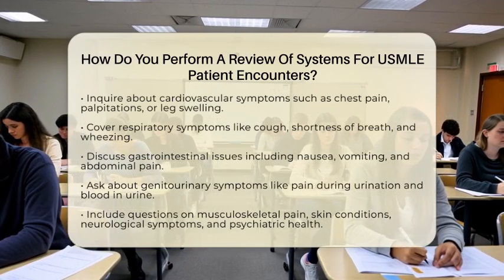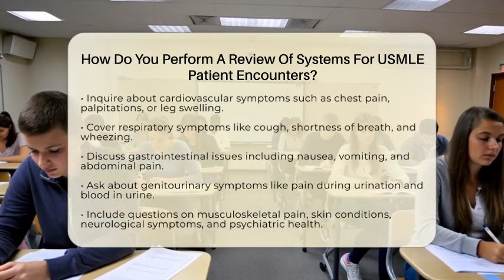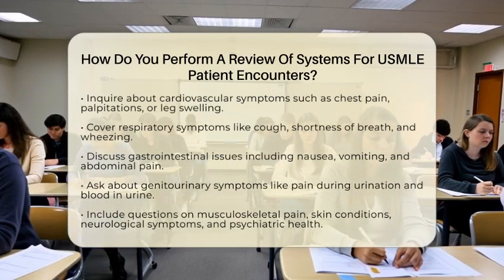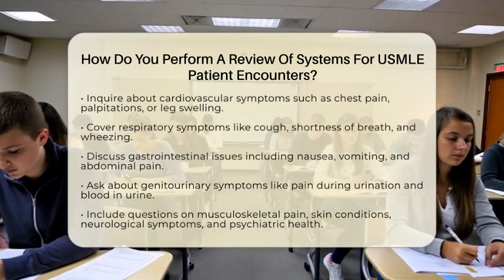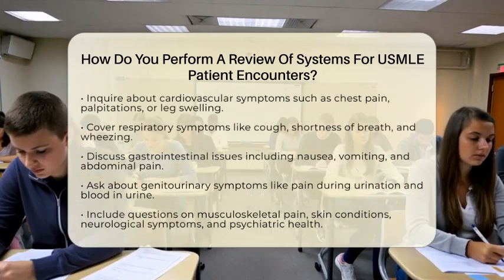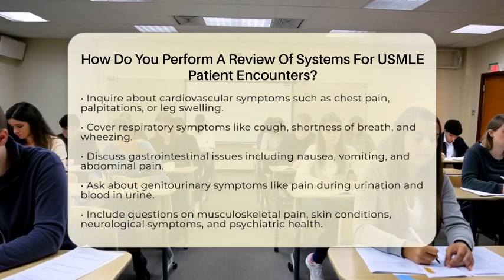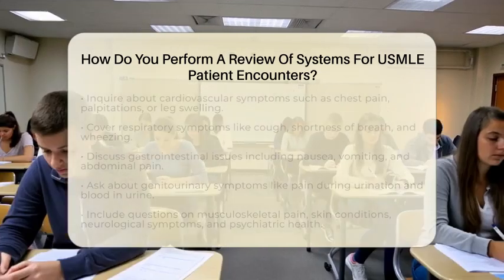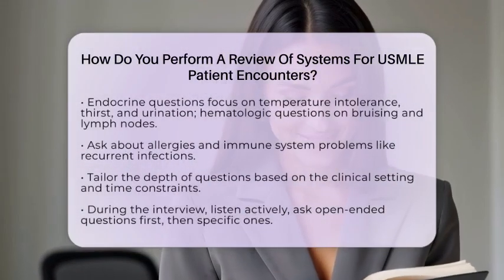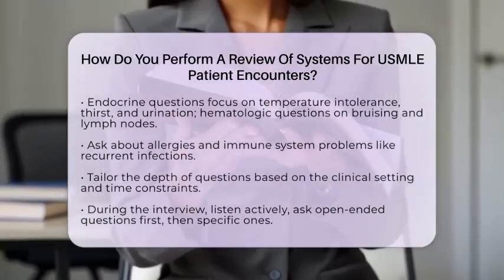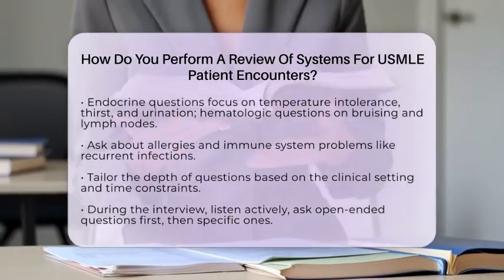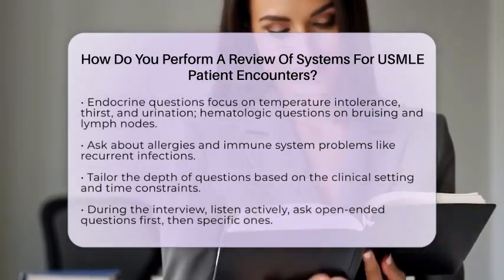The gastrointestinal system involves questions about nausea, vomiting, abdominal pain, or diarrhea. For the genitourinary system, ask about pain during urination, increased frequency, or blood in the urine. The musculoskeletal system questions include joint pain, stiffness, or muscle weakness. The skin or integumentary system involves rashes, itching, or skin lesions. The neurological system includes headaches, dizziness, or weakness. The psychiatric questions cover mood, anxiety, or sleep issues.